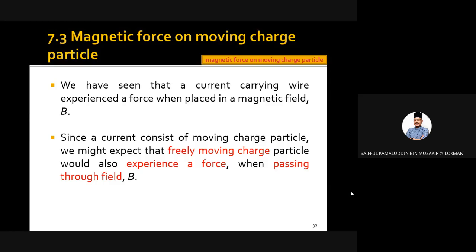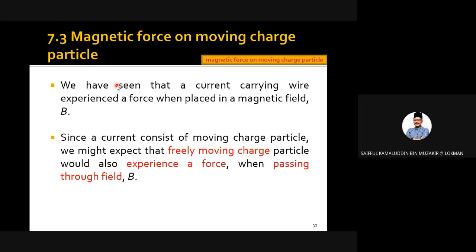Hello guys, now we have reached the subtopic 7.3, magnetic force on a moving charged particle. We have seen that a current-carrying wire experiences a force when placed in a magnetic field. I do hope you have watched my two earlier videos. Please watch them before you watch section 7.3, or else you won't understand.